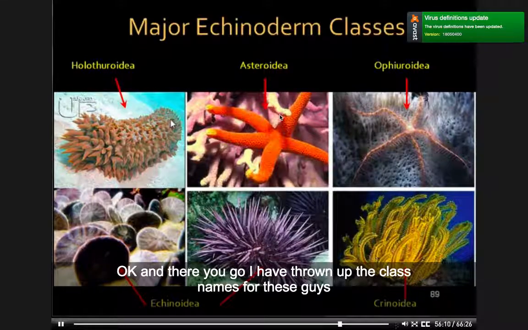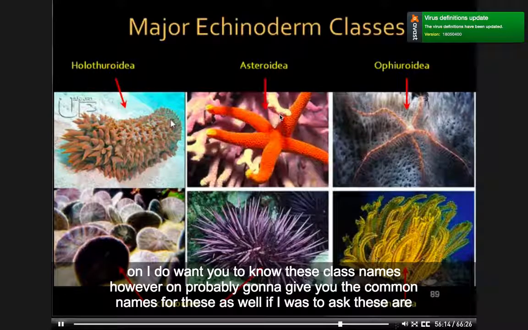Okay, and there you go. I have thrown up the class names for these guys. I do want you to know these class names. However, I'm probably going to give you the common names for these as well if I was to ask these of you on an exam.